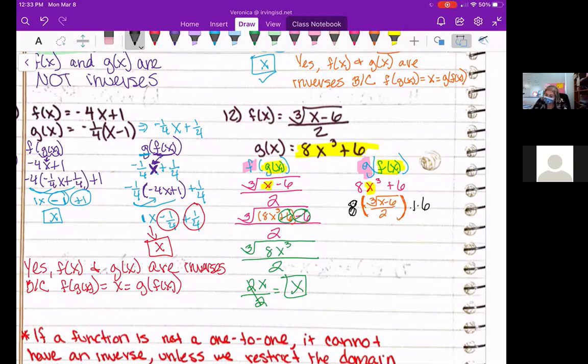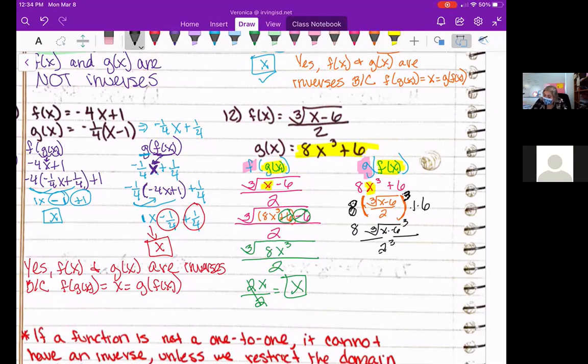Oh, my bad. Don't forget your cubed right here. There we go. Okay. So what does this do? Well, technically you can apply the power of a power law, right? So you're going to have 8 cube root of x minus 6 cubed, and then the bottom also has to be cubed.